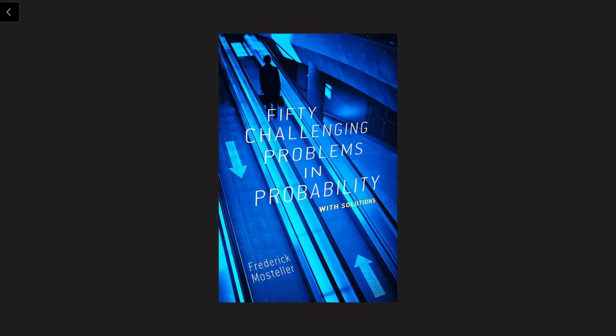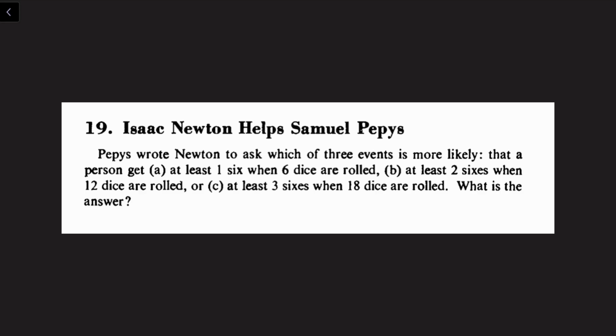This is the book 50 Challenging Problems in Probability, and this is number 19, Isaac Newton Helps Samuel Pepys. Pepys wrote Newton to ask which of the three events is more likely. A, at least one 6 when 6 dice are rolled. B, at least two 6s when 12 dice are rolled. Or C, at least three 6s when 18 dice are rolled.